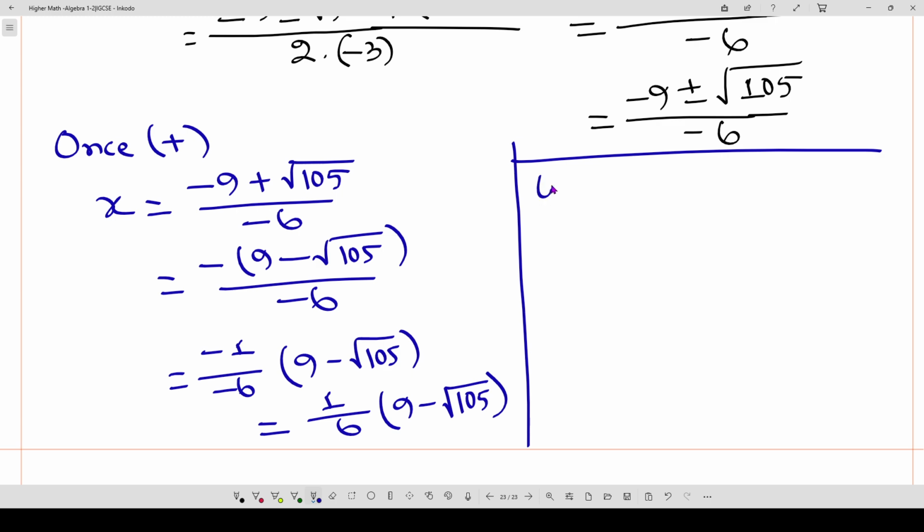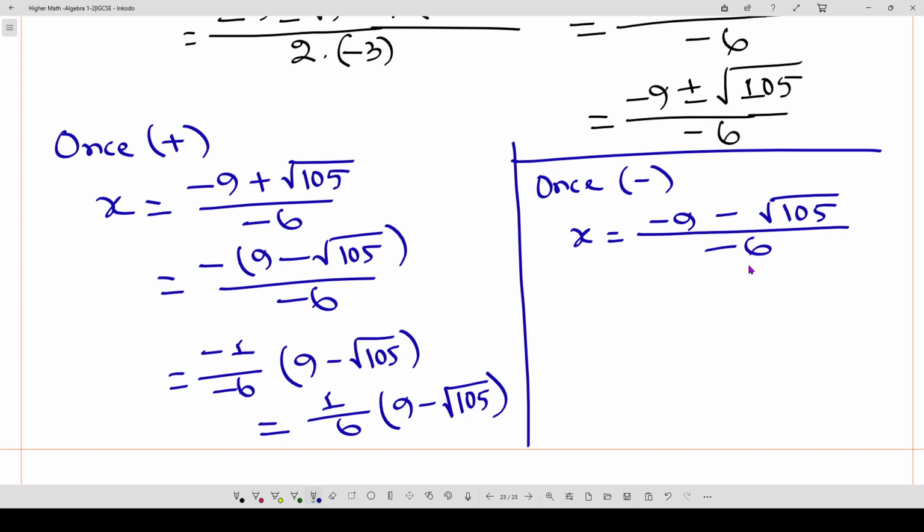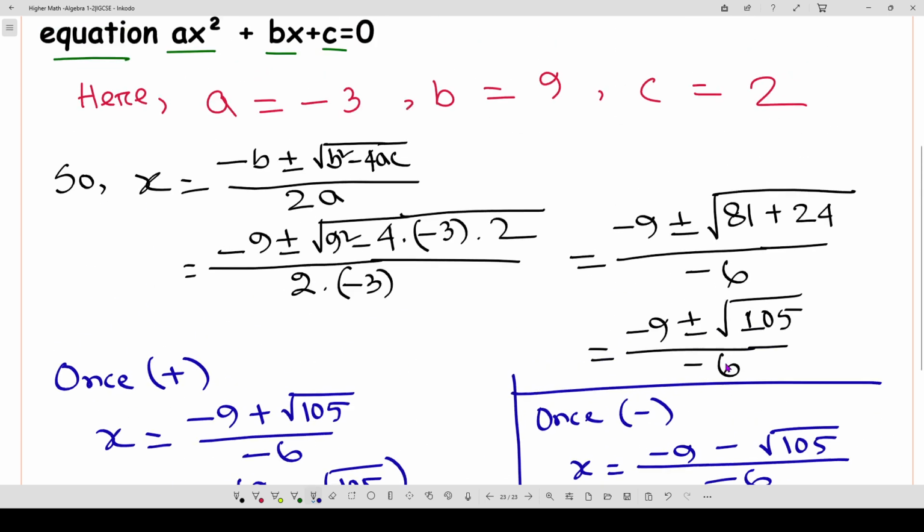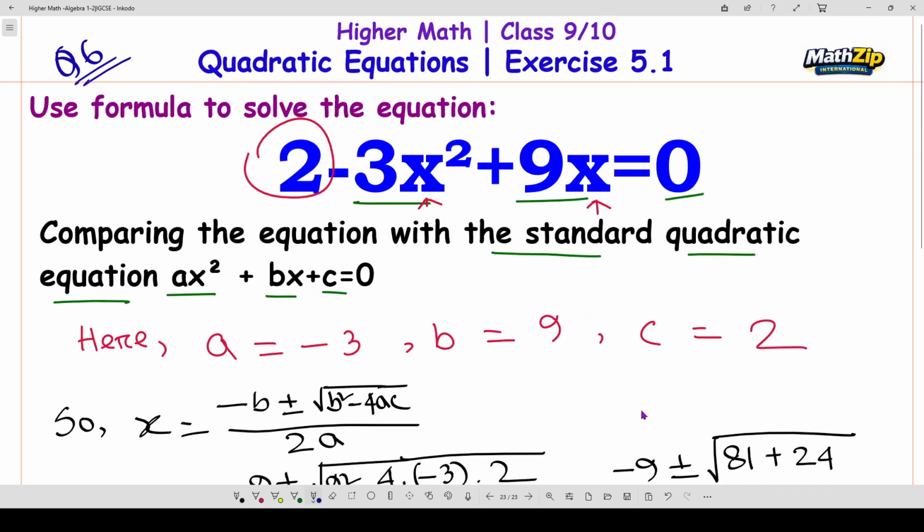Second part, once negative. So x equals minus 9 minus root over 105, divided by minus 6. So we can take common minus. So here will be 9 plus root over 105 divided by minus 6. So finally we can write 1 by 6 times 9 plus root over 105. This is our answer. So number 6 has been done.